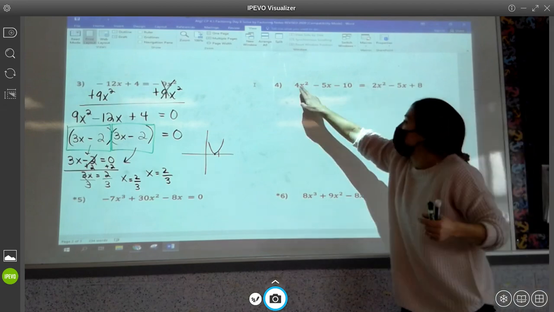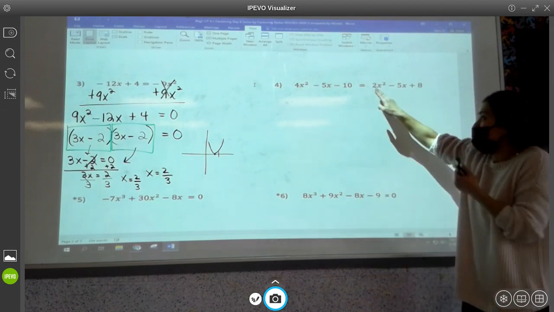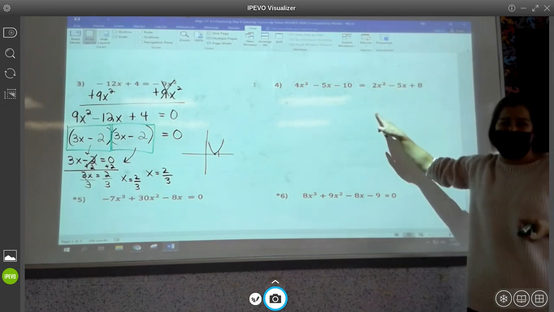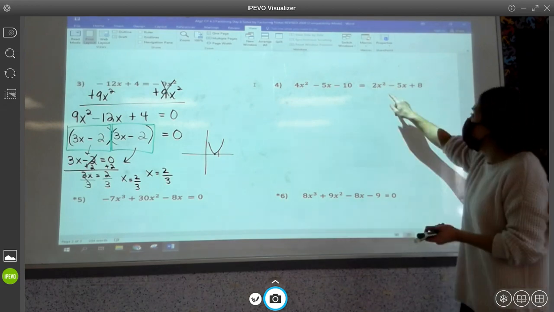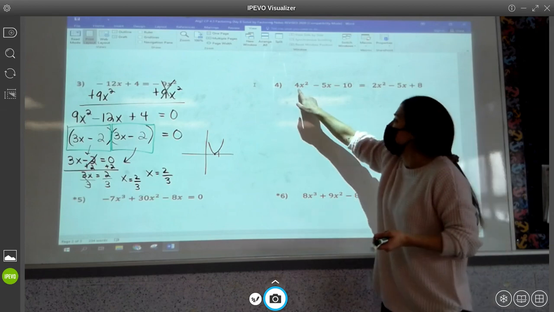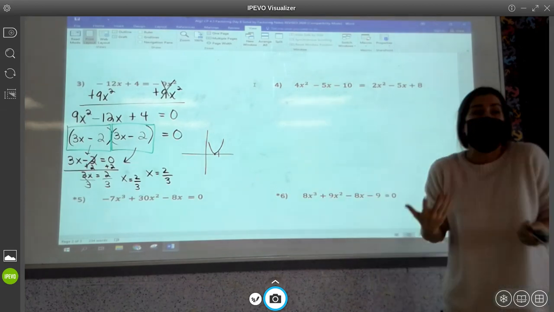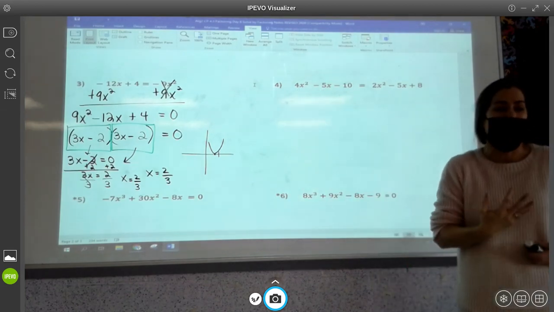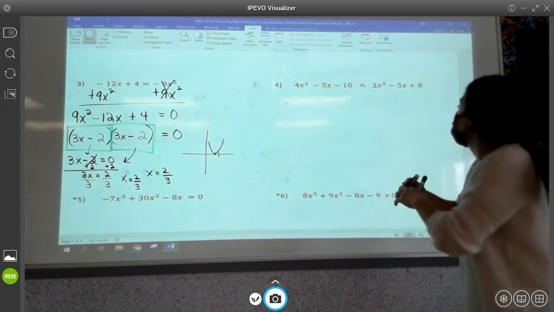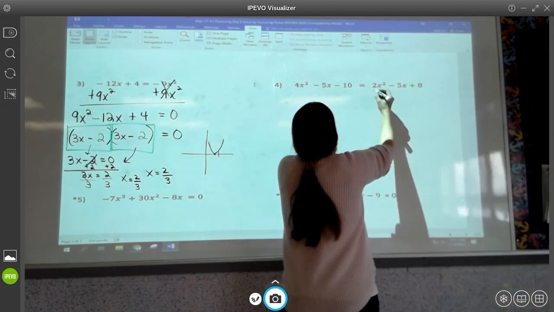So if I move my 4x squareds to this side, I'd have to minus them, and now I'd have a negative number in front. And I'm not loving that idea. And then if I move 2x squareds to this side, I'd minus them, and they'd stay positive. So I'm going to choose to do that. I like the number in front of x squared to be positive. So let's do that. Everything's going to the left.